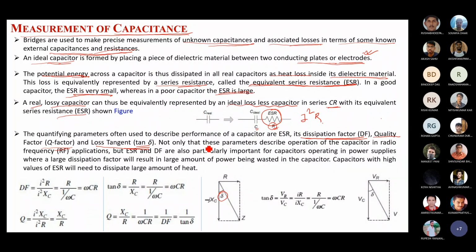The important factors for the performance of capacitors, which I have already discussed, are the dissipation factor, quality factor or Q factor, and loss tangent, tan delta. Not only that, there are also radio frequency applications, where you need to vary the capacitor value. That frequency sometimes we need to change, like when changing the FM station. If you want to reach some FM station, there is a frequency range, but each individual FM station has its own frequency.